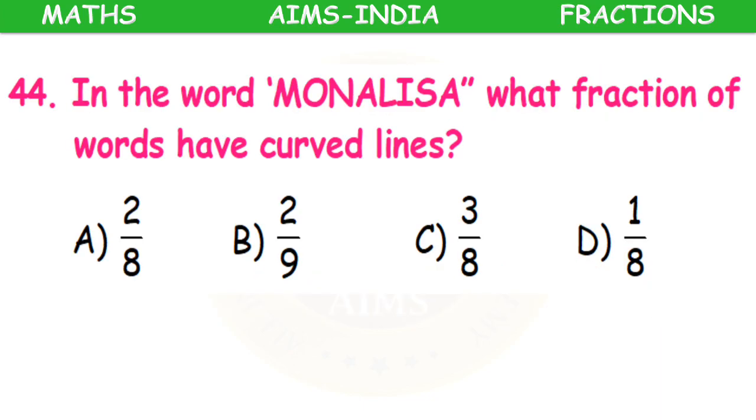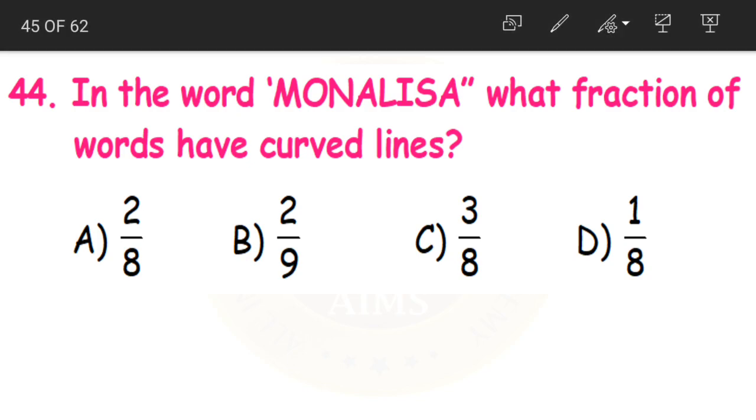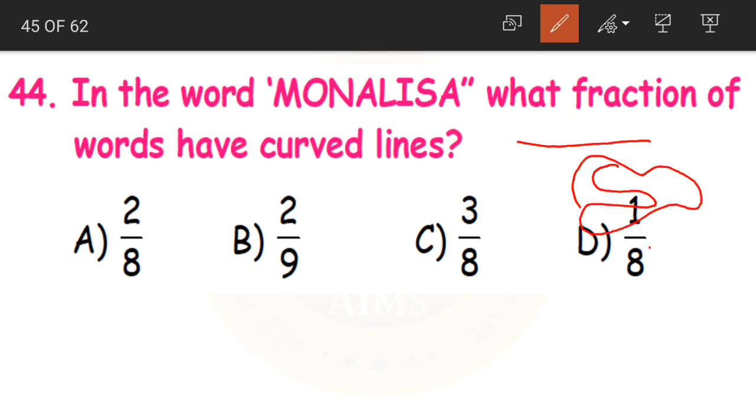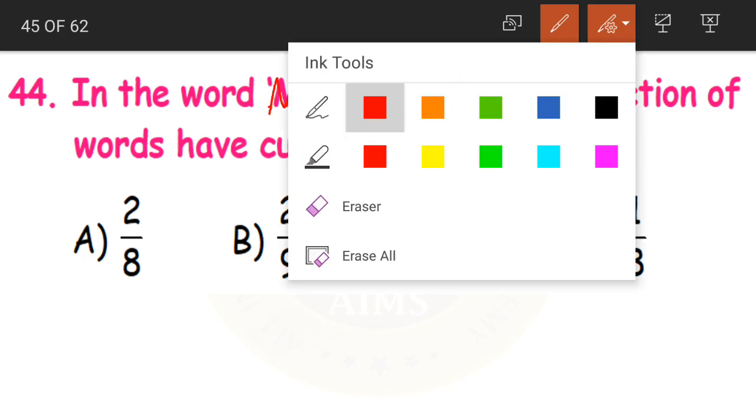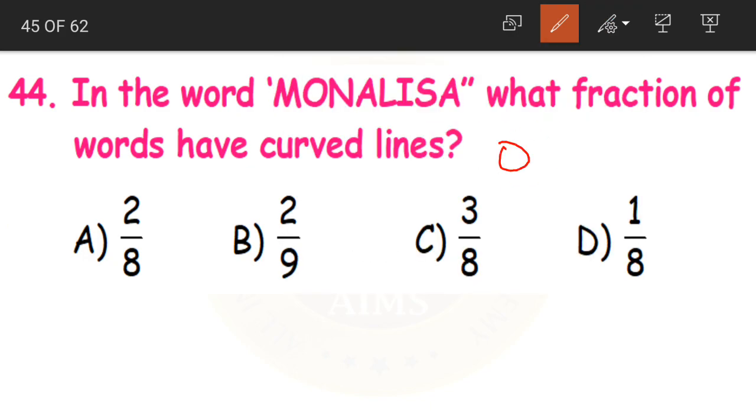Next question 44. In the word Mona Lisa, what fraction of letters have curved lines? Do you know what a curved line is, children? See, this is a straight line and something like this becomes our curved line. If you look at M, it has all straight lines. Yes, and if you look at O, O has curved lines. So O, and then we are having S. Yes, only O and S have curved lines. Remaining all are straight lines.